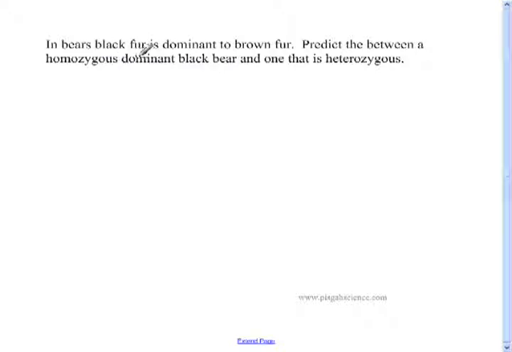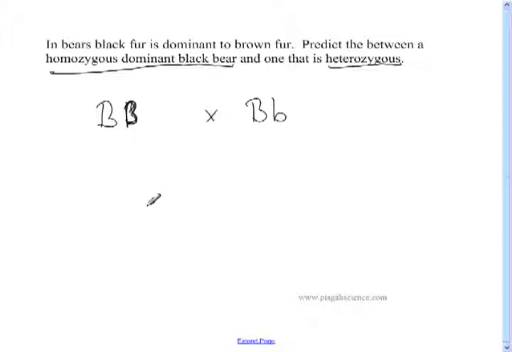In bears, black fur is dominant to brown fur. Predict the outcome between a homozygous, here's our key word, homozygous dominant black bear, and one that is heterozygous. All right, homozygous means same, dominant means capital, so in this case I'm going to use B's this time, capital B, capital B, homozygous dominant. And one that's heterozygous. Our heterozygous one is going to be different. Hetero means different, so we're going to have capital B, lowercase b. All right.